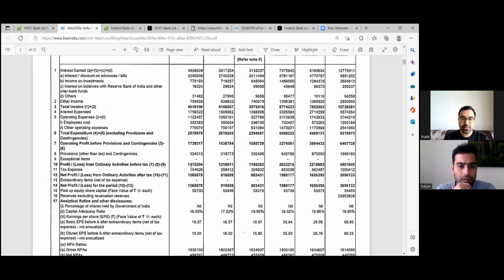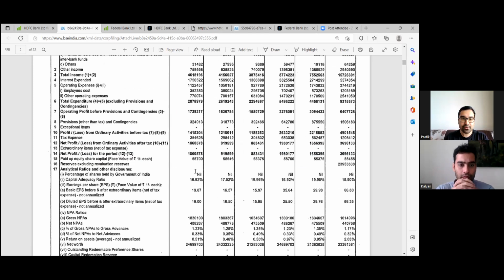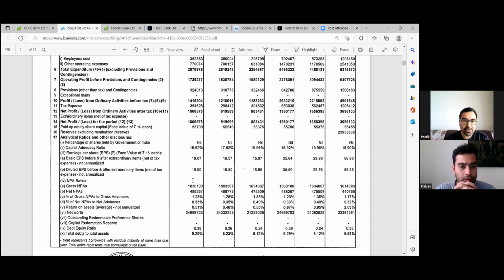From that perspective, you can see that the results are looking good. The net profit and loss for the period has also gone up substantially. Even if you look at it from the same quarter last year, you can see that there is substantial growth that has happened. The EPS is also at around 19.07, compared to 15.97 last year and 16.57 last quarter.